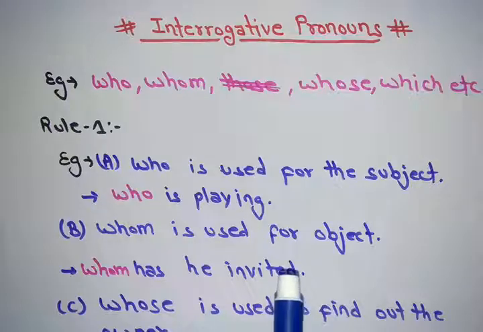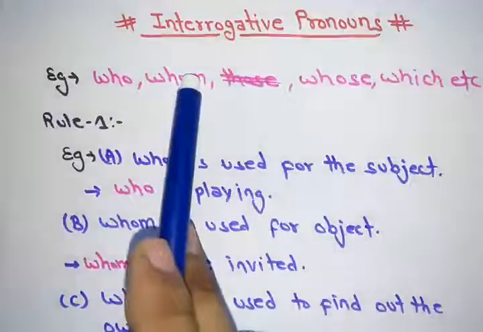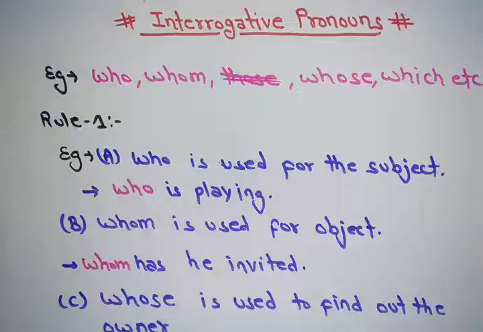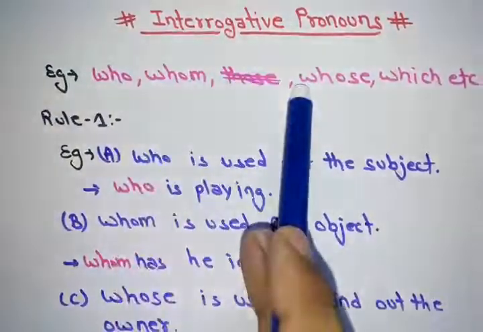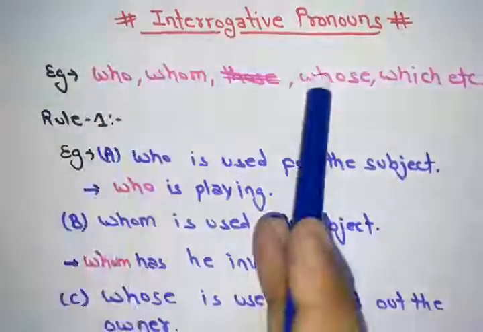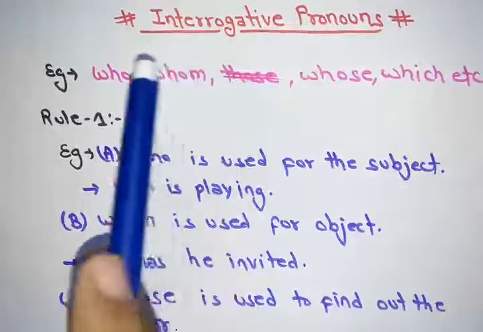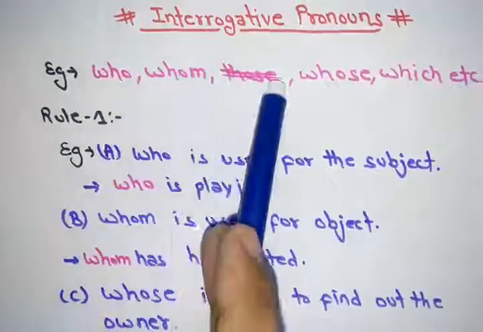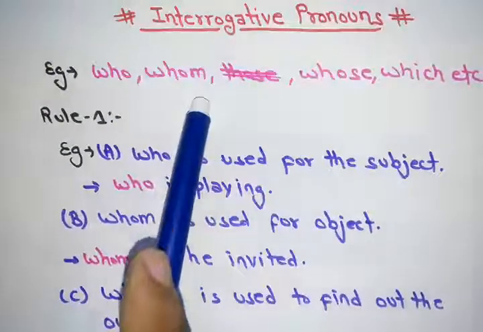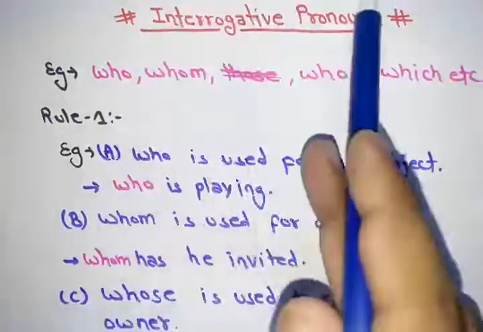Relative pronouns are finished. So now we turn to the interrogative pronouns. Interrogative pronouns are pronouns used for asking questions. For example, who, whom, which, whose, etc. are interrogative pronouns. These are also relative pronouns, but when we use who, whom, whose, which as a subject in a question, they always work as interrogative pronouns.